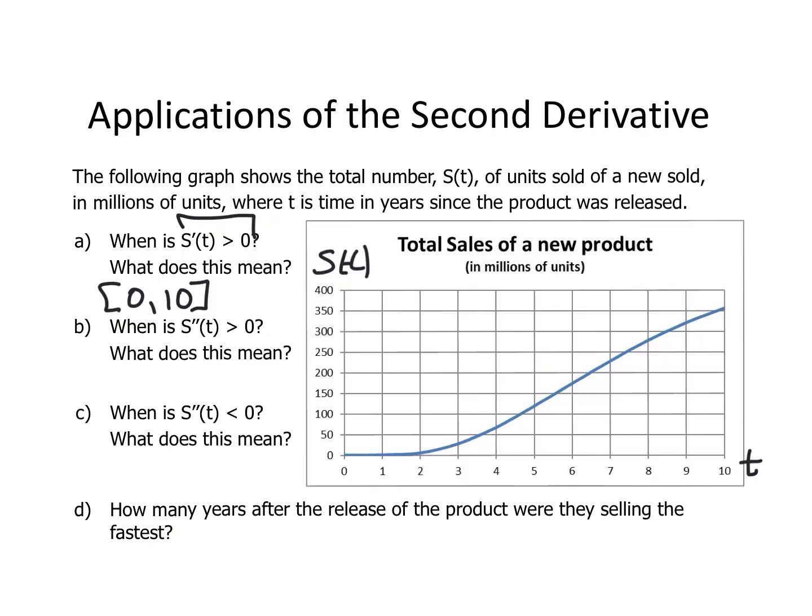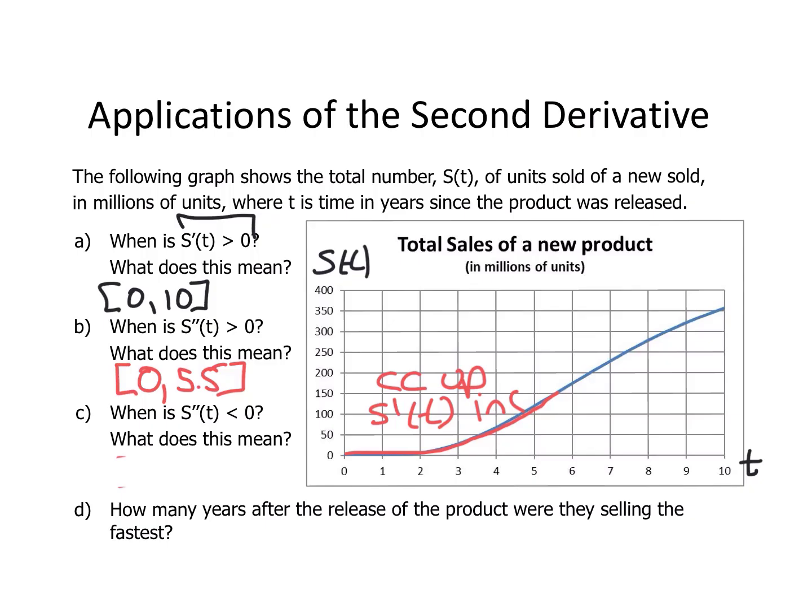The next question is, when is the second derivative greater than 0? If I look at my graph here, along here, all the way up to about maybe there, my graph is concave up. And so I would say maybe 0 to 5.5. My second derivative is positive. Oh, whoops, I put it in the wrong spot. That's where it goes, 0 to 5.5. Now, what does this mean? Well, in this area over here, my S prime is increasing. So that means my sales are accelerating in that region. So in those first 5.5 years, the sales are accelerating.